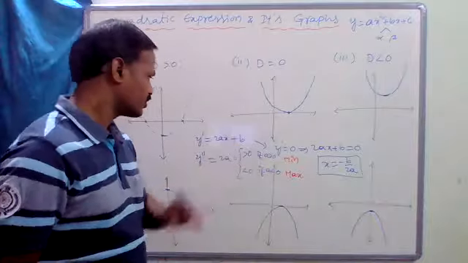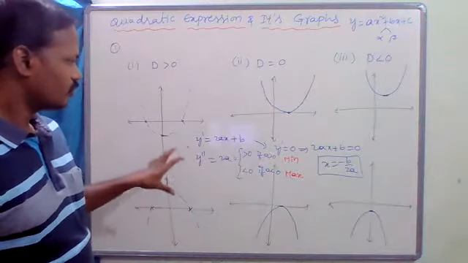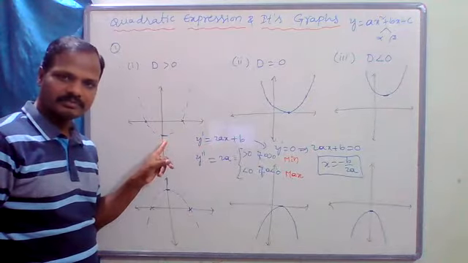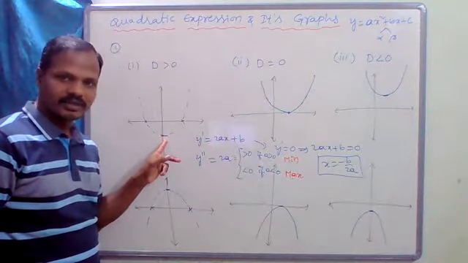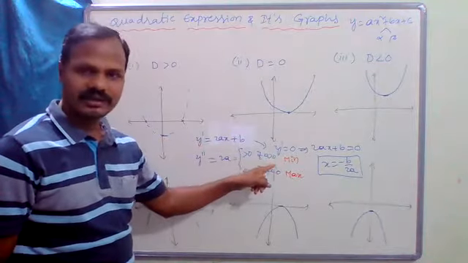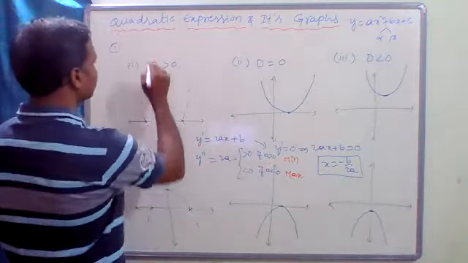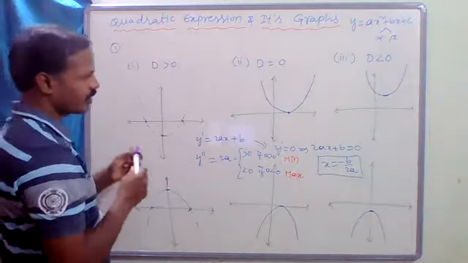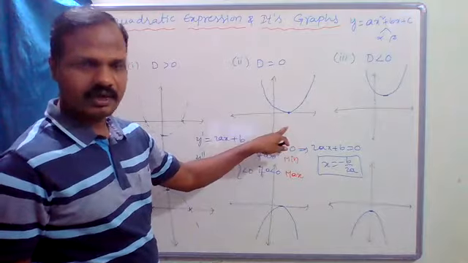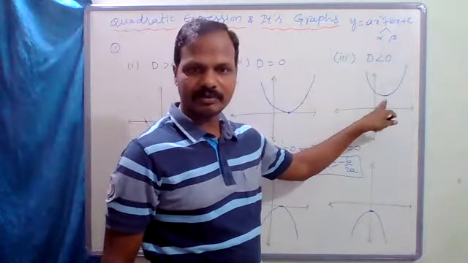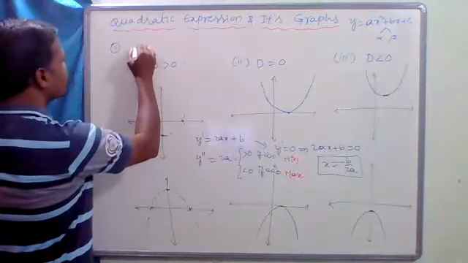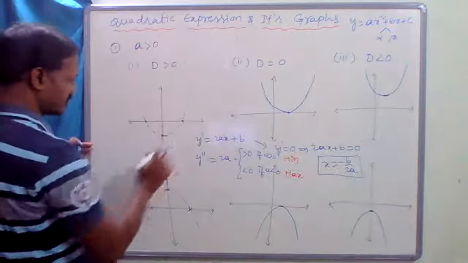Okay, now see in this graph, the graph has a minimum value. Yes or no? The graph has a minimum value, so what is the a value? A must be greater than 0. Now here also the graph has a minimum, so a must be greater than 0. Here also the graph has a minimum, so a must be greater than 0. So in the first case, a is greater than 0.